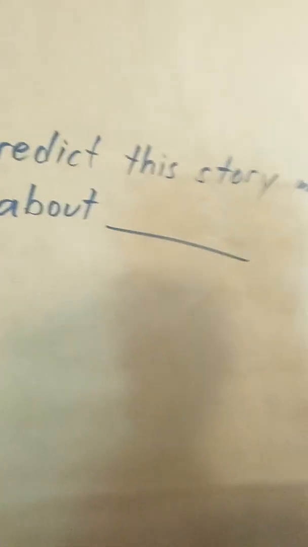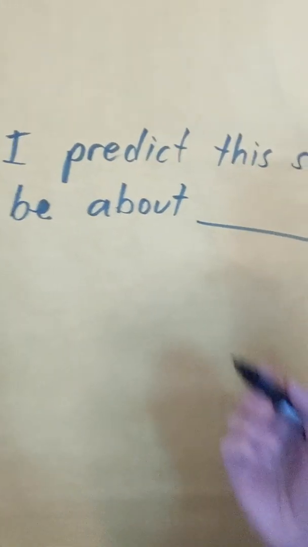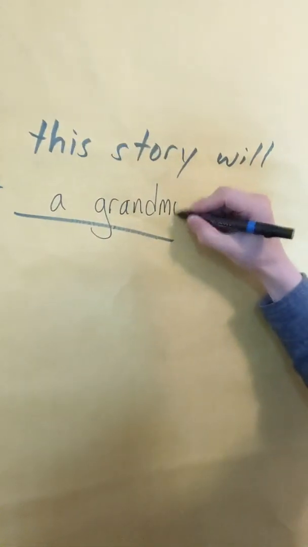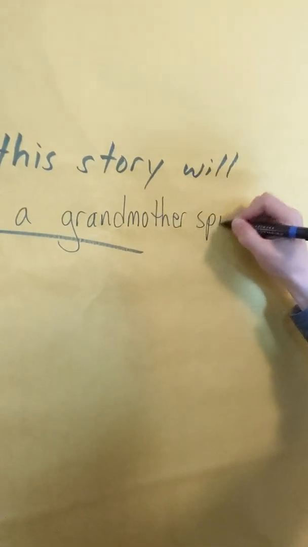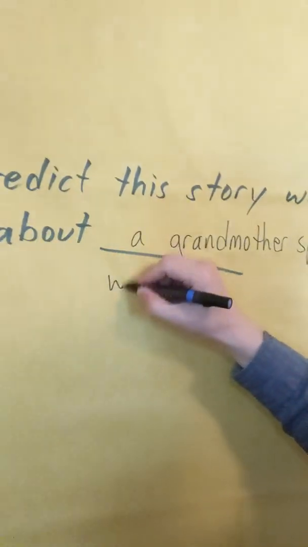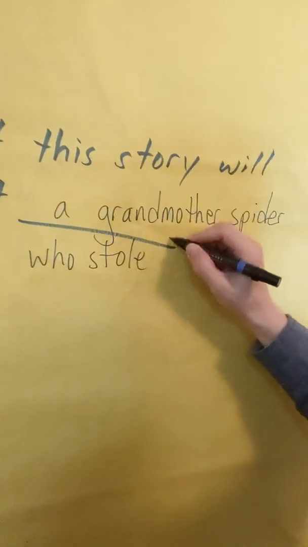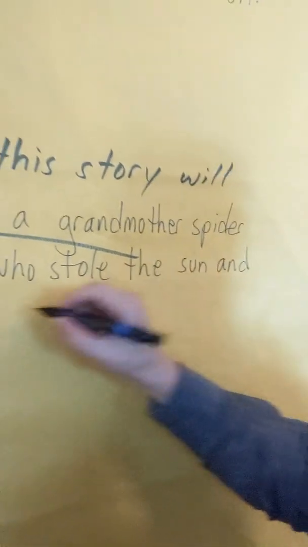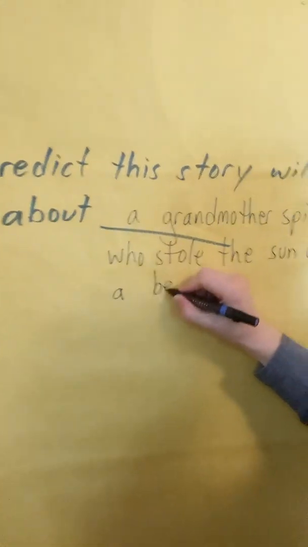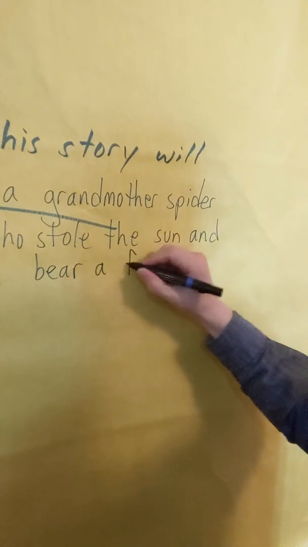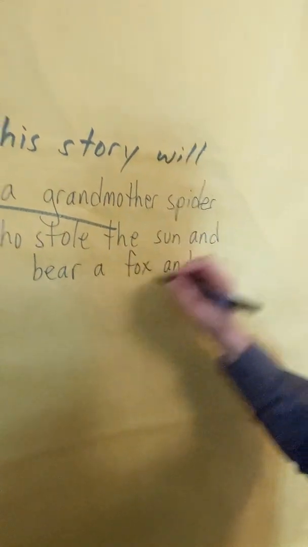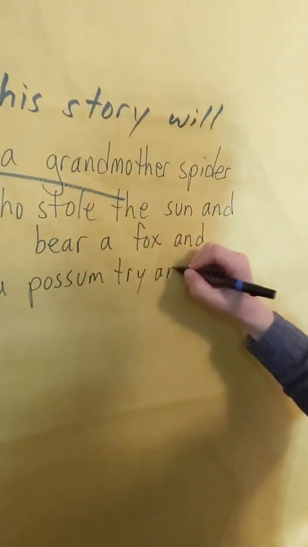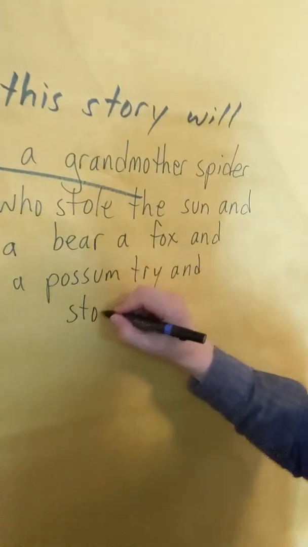So I predict this story will be about a grandmother spider who stole the sun, and a bear, a fox, and a possum try and stop her.